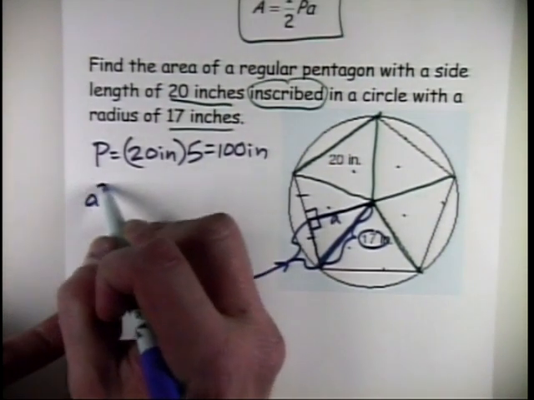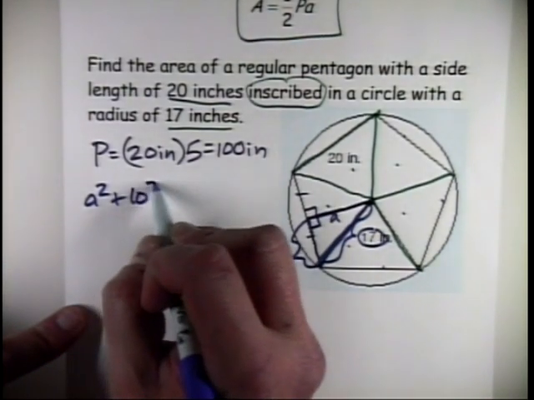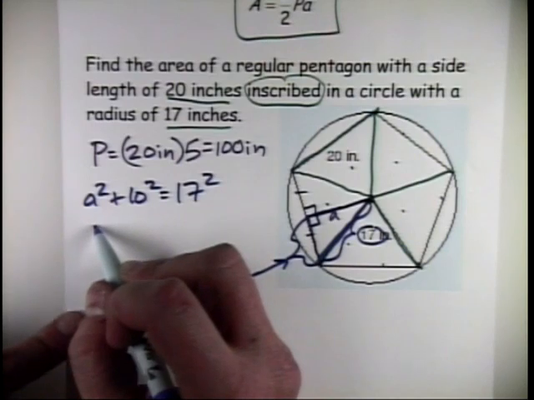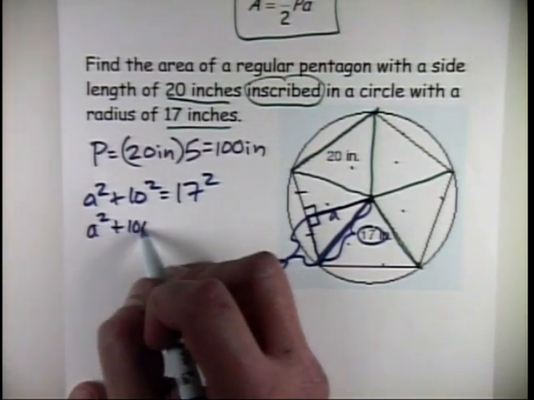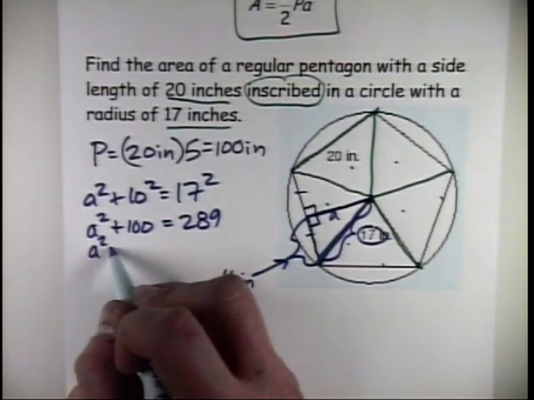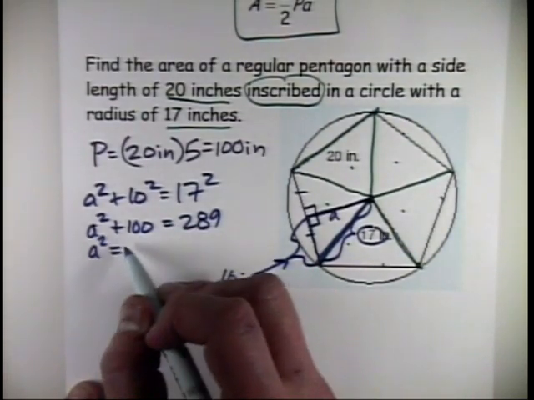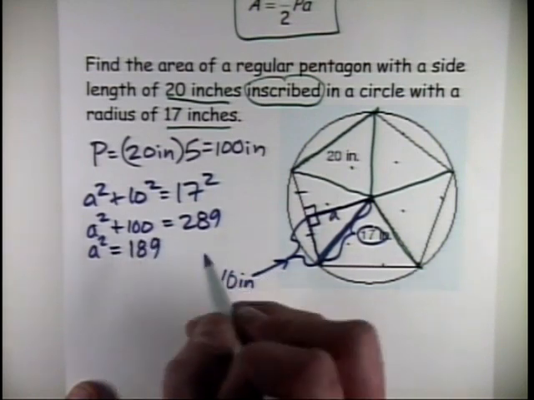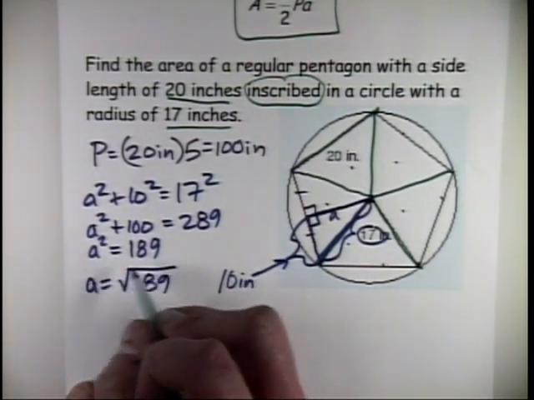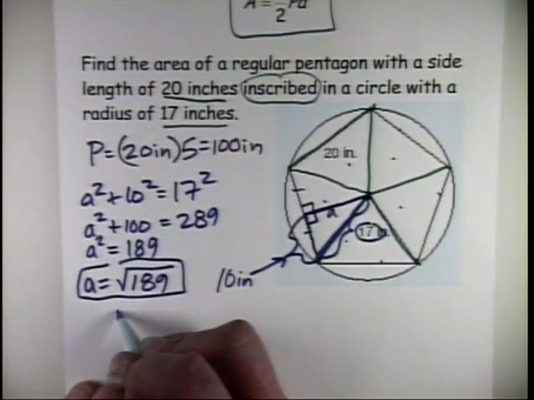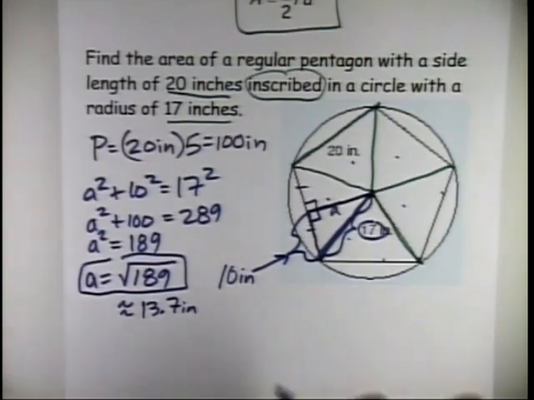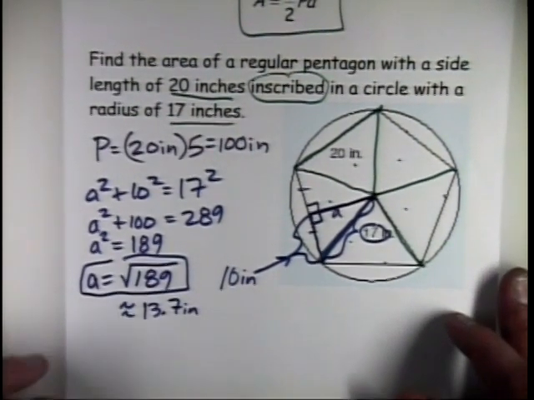So here we go. A squared plus 10 squared equals the hypotenuse 17 squared. And now we'll solve. We get A squared plus 100 equals 17 squared, which is 289. Subtracting 100, we get A squared equals 289 minus 100, which is 189. And finally, taking the square root of both sides, we get the exact answer, square root of 189, which is approximately 13.7 inches if you have a calculator. So a little bit of work just to get the apothem.